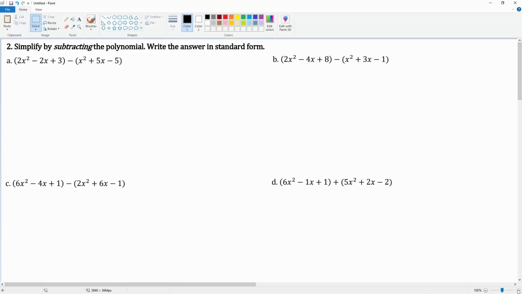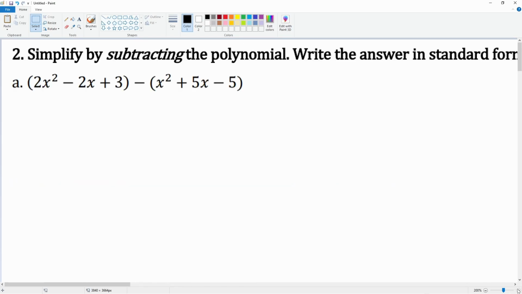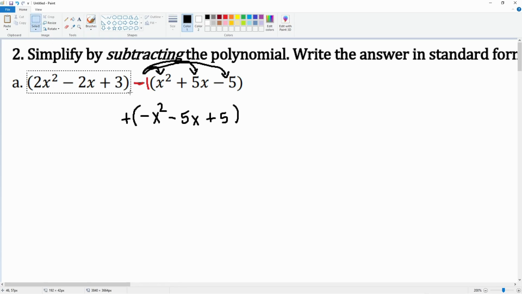Number 2, you're going to simplify the polynomial here by subtracting the polynomial, making sure the answer is in standard form. Notice the first thing that we do when we are subtracting a polynomial is to recognize that there is a -1 in front. The best thing we should do is distribute. So -1 times x squared is -x squared. -1 times 5x is -5x. -1 times -5 is +5. That is what the second one becomes after we distribute that -1. It becomes an addition problem, and nothing happens to the first polynomial here.